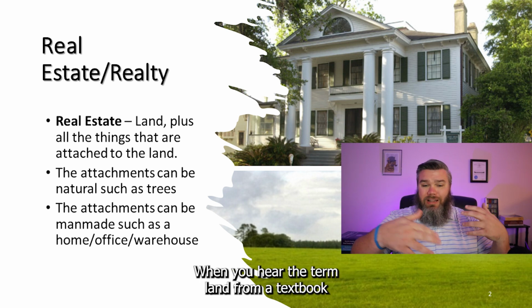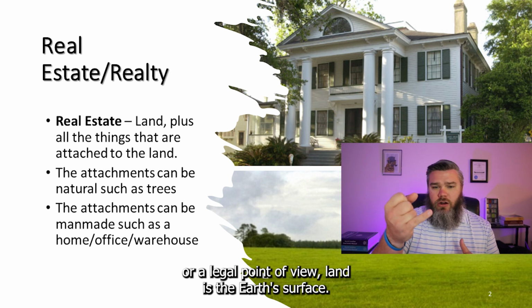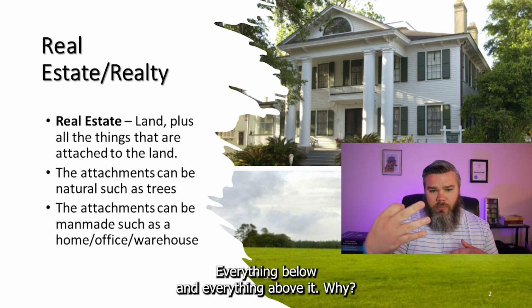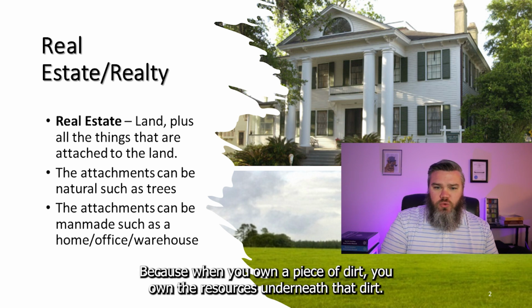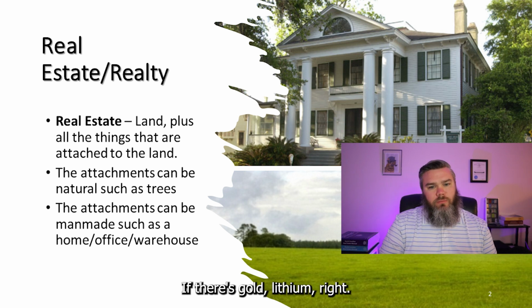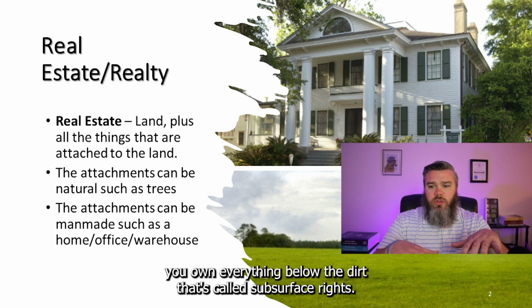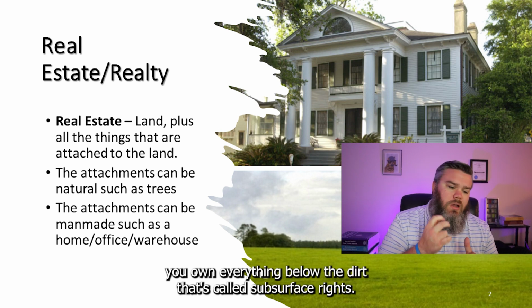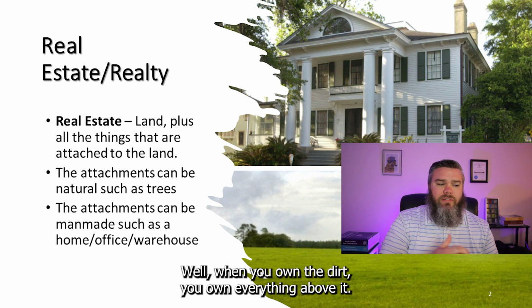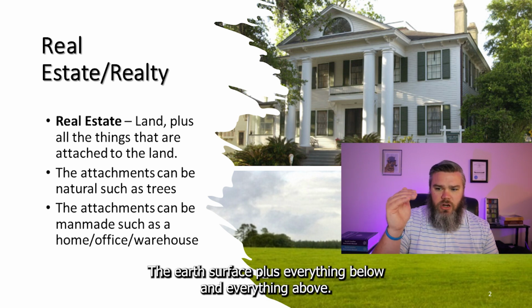When you hear the term land from a textbook or legal point of view, land is the earth's surface, everything below and everything above it. Why? Because when you own a piece of dirt, you own the resources underneath that dirt. If there's oil in the ground, it's yours. If there's gold, lithium, whatever it may be, it's yours. Because when you own the dirt, you own everything below the dirt. That's called subsurface rights. And when you own the dirt, you own everything above it. That's called air rights. So when we say land, that's what it means: the earth's surface plus everything below and everything above.